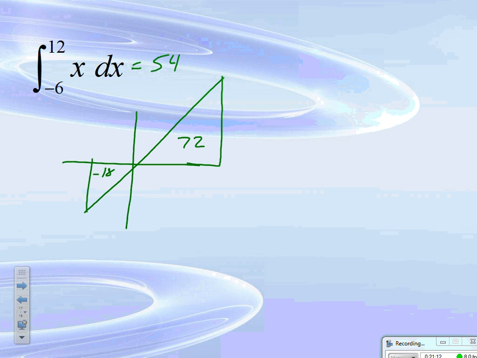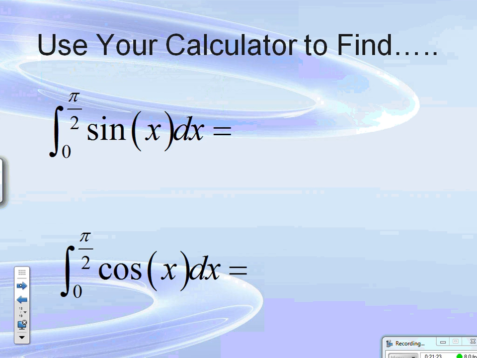And the fact that this one was positive 54 just tells me that most of the region is above the axis, even though some of the region is below the axis. Okay. The integral from 0 to pi over 2 of the sine of x is 1. That's a fact you simply need to know. Tell me about the integral from 0 to pi over 2 of cosine of x.